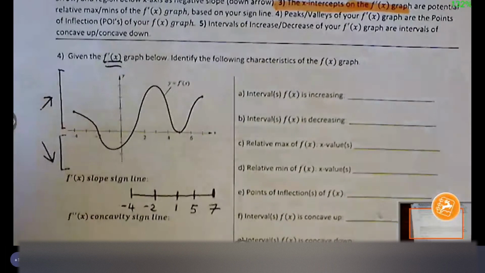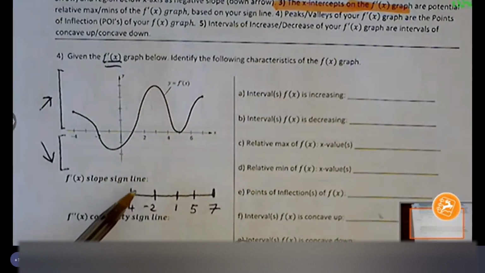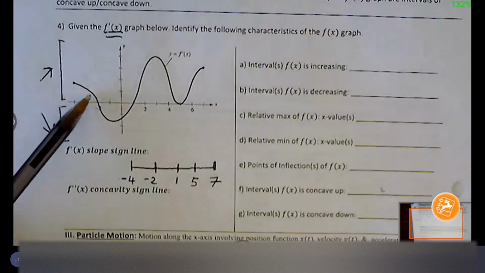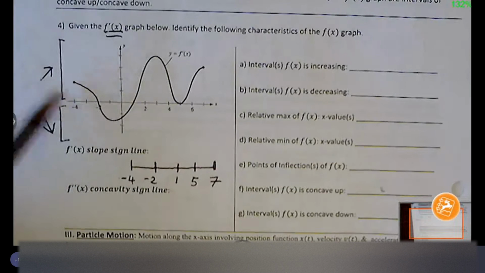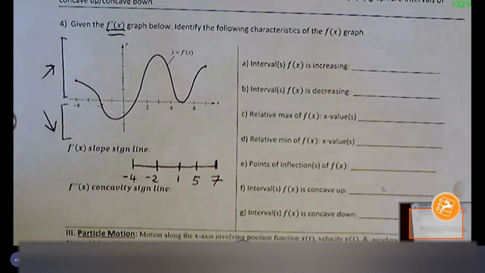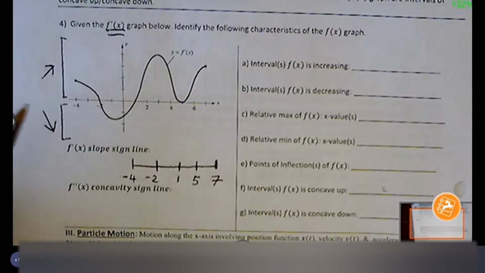Next up, we want to assign each interval as either positive or negative slope. So what do you see between -4 and -2? Positive slope. Yes, the location is above the x-axis. We're going to associate that location as positive slope because it's above the x-axis.